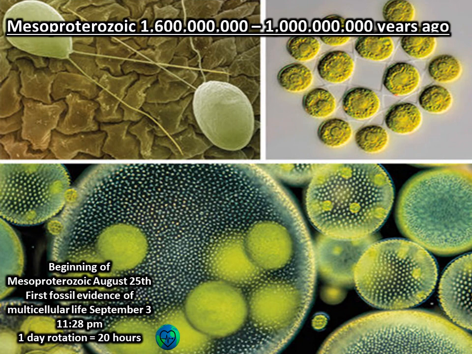We are now at the beginning of the Mesoproterozoic, on August 25th. Mesoproterozoic fossils show that the single-celled eukaryotes, which evolved during the Paleoproterozoic, were living together in colonies or in slime aggregates of eukaryotic cells. This marks the beginnings of multicellular life.